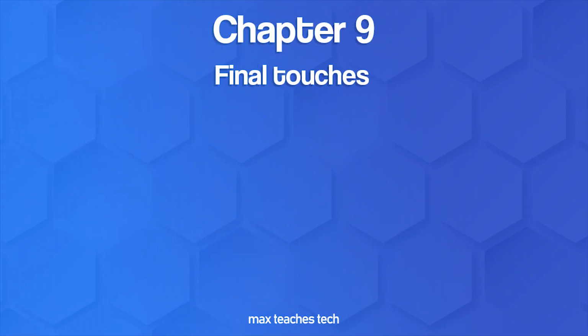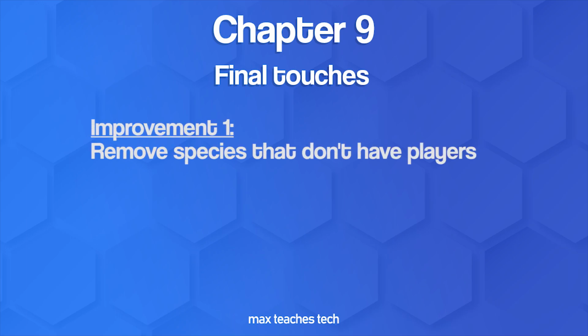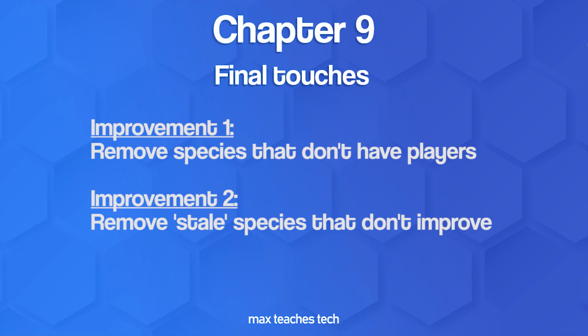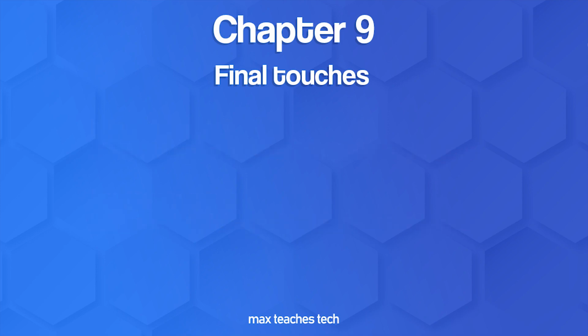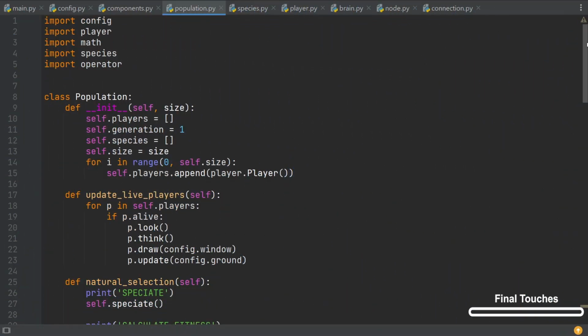To round off this project and make sure that everything is running smoothly, there are two final things that I want to add. First, I want to make sure that we delete any species that do not have any players. And second, I want to make the algorithm more efficient by deleting any species that don't improve after a certain number of generations. So let's start with the first point and delete any species that do not have any players associated with them.